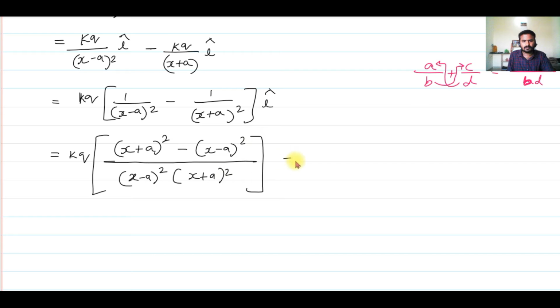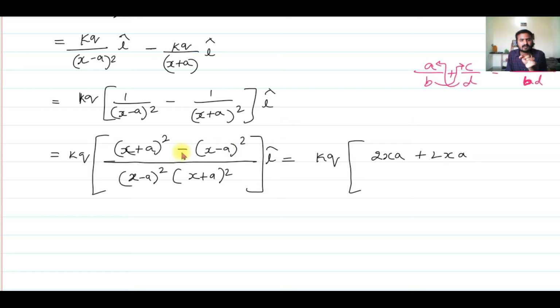Now if you expand this, I cap, I'll write as it is. That is nothing but kq into, you expand this, (x plus a) the whole square minus (x minus a) the whole square. Now you do the expansion and then you simplify. You will get 2xa in this term, and in this term also you will get plus 2xa. Why? Because x square plus a square plus 2xa minus of (x square plus a square minus 2xa).